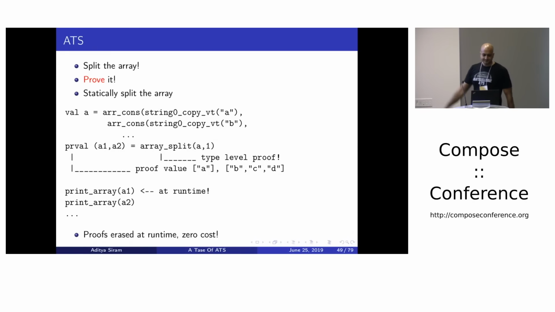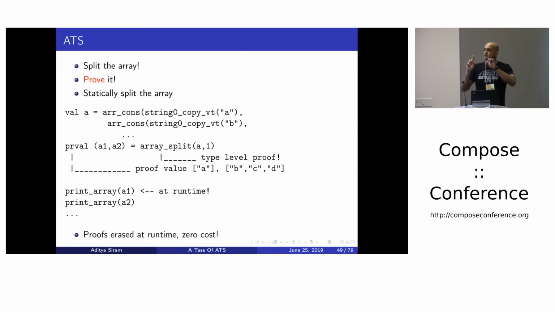So what I want to do now is split this array. So I have an array of ABCD, and I want to split it, like AB and CD or something like that. But I want to statically split it and prove that that is correct. Right? So I have this array cons, ABCD. And then I have this type level proof. It's a type level proof function called array split that takes that array and a type level number, in this case 1, it could be anything, it could be passed in by the user, and outputs 2 proofs, A1 and A2, such that A1 goes from the beginning of the array to I, and A2 goes from that point to the end of the array.